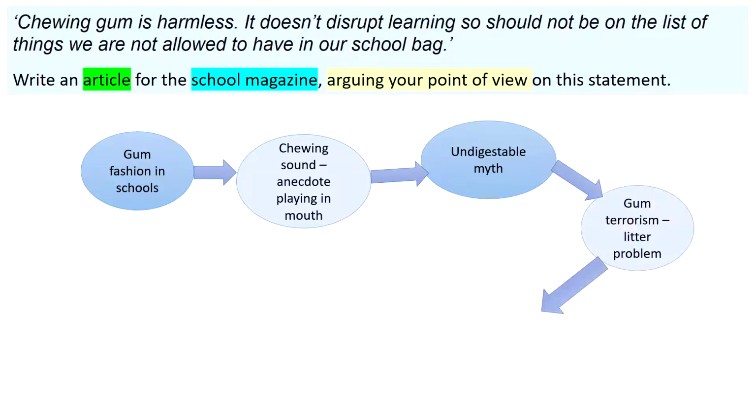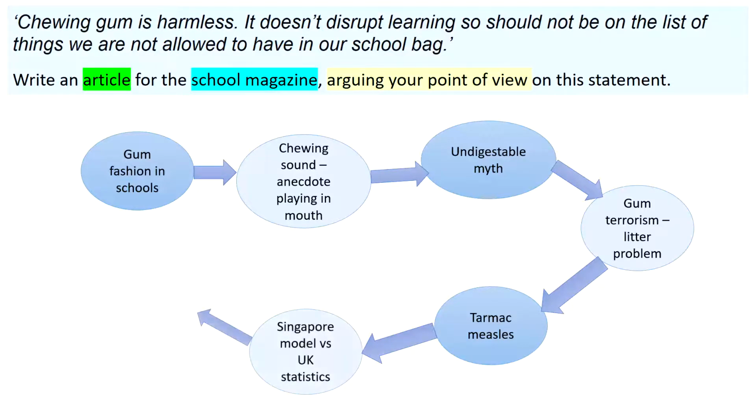Then moving on to thinking about gum terrorism, about it being linked to being a litter problem, and then using that thread to think then, oh, now as a writer I could talk about tarmac measles. Then I might think I've got some evidence for that. I'm going to use the Singapore model versus UK statistics, and that will then bring me nicely to the conclusion where I'm going to suggest how the ban would work in practice.